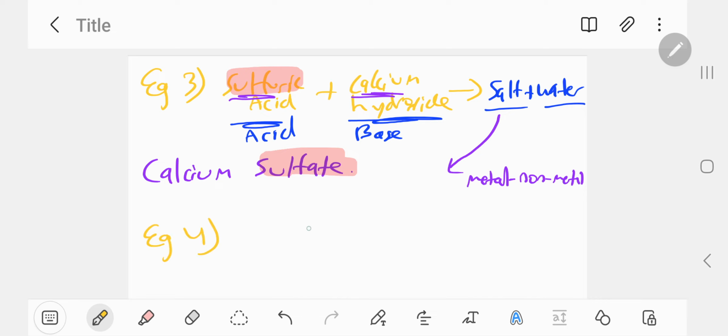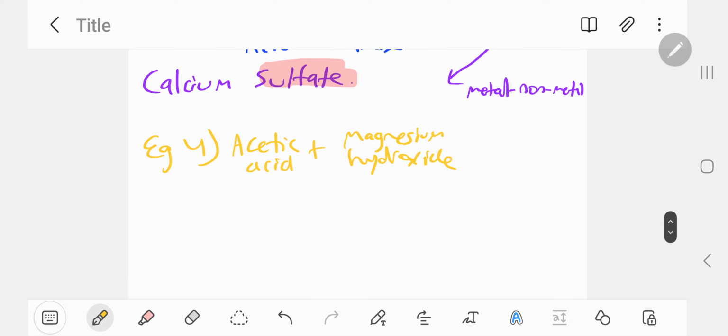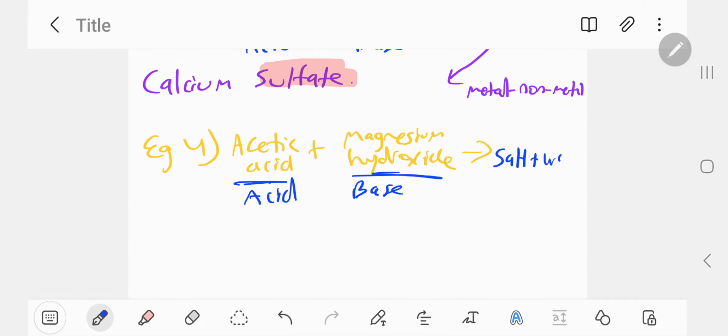Let's do acetic acid and magnesium hydroxide. This will be the last one I do. Step 1 is to identify. That's the acid, acetic acid, and that's the base, magnesium hydroxide, because of the hydroxide, once again. That gives us a salt and water.